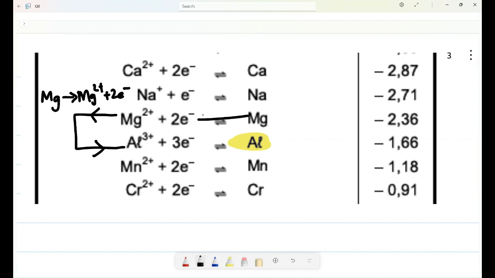Can you see I'm writing it like that, but in a formal way, okay? Then this one will move from here to there. So meaning this one will be Al3+ plus 3 electrons, giving us what? Aluminium. Now let's answer the question.